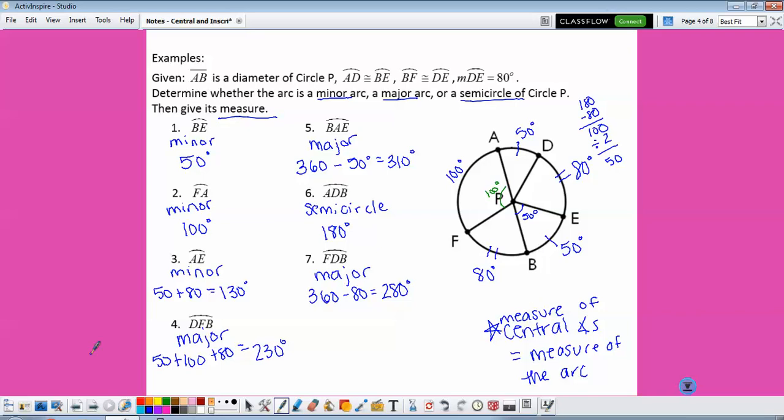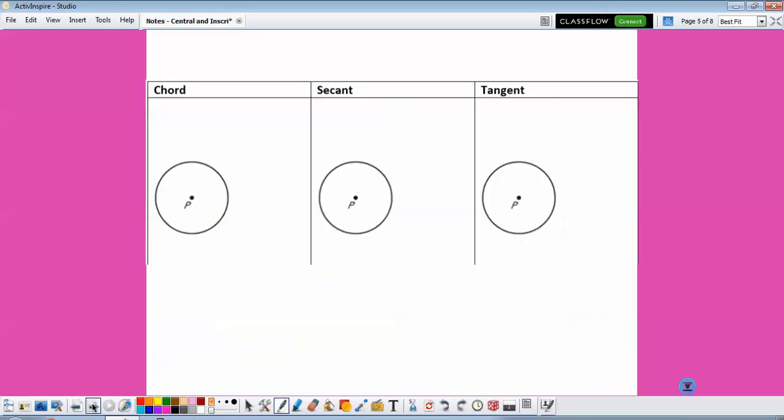So that's arcs and central angles. We're going to talk about some vocabulary before we move on to inscribed angles. So a chord is a segment that goes across a circle. Now, the difference between a chord and a diameter is a chord doesn't have to go through the middle. Let's put a picture. That doesn't cross through our center P. That's a chord.